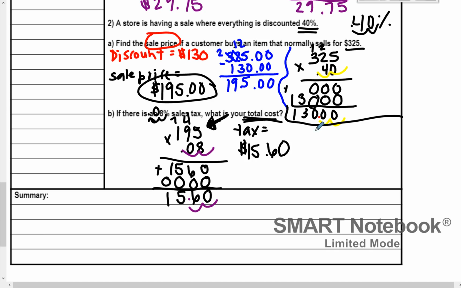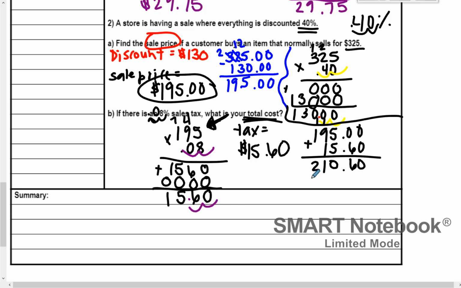So we're going to add $195 to $15.60, making sure that I'm lining up my decimals when I add so that I can just drop down that decimal. I should have 60 cents. 5 plus 5 is 10. 9 plus 2 is 11. 1 plus 1 is 2.